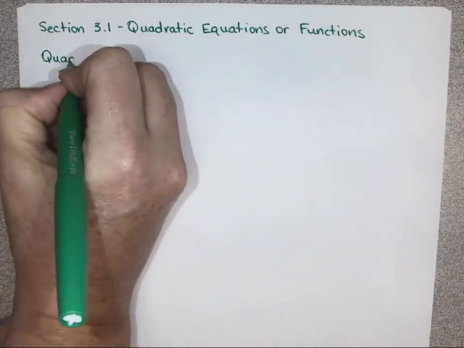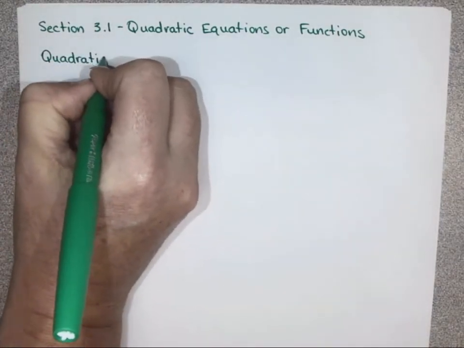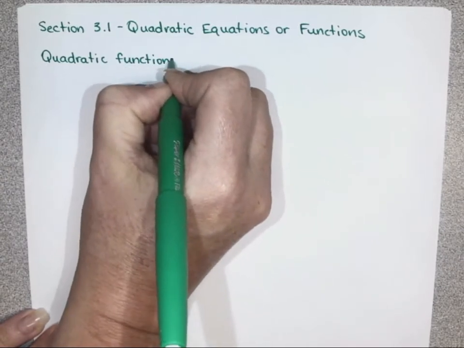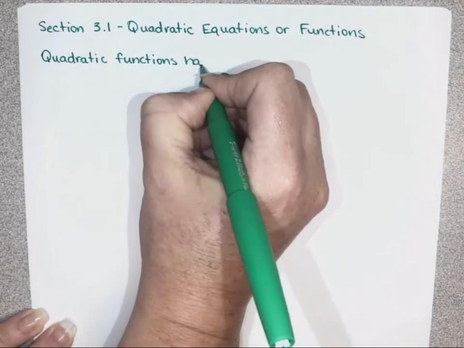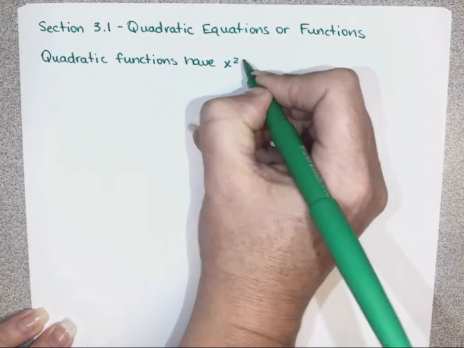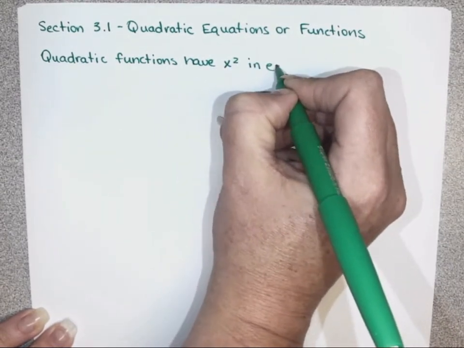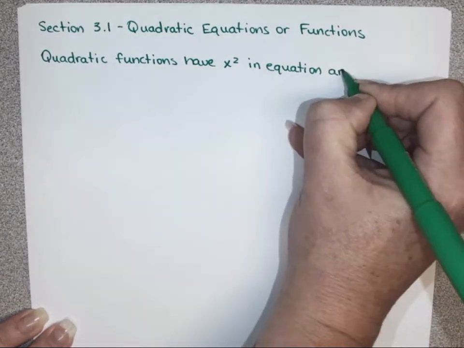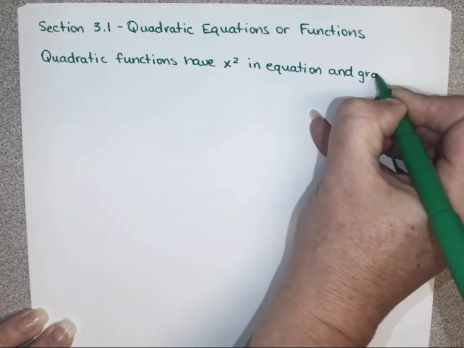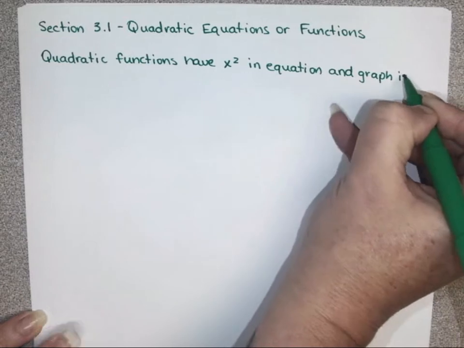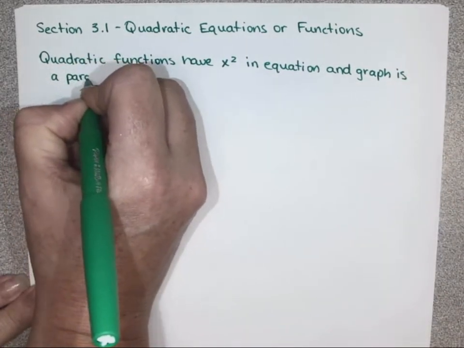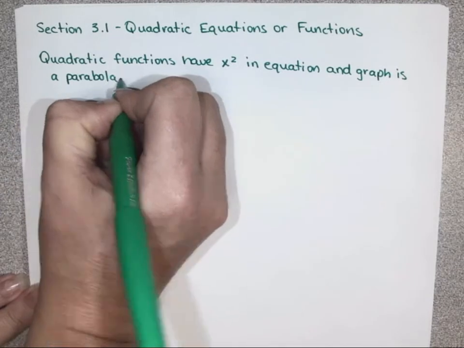So how you know that it's a quadratic function is it basically has x squared in the equation. So quadratic functions have x squared in the equation, and the graph is the shape of a parabola. So we kind of already looked at basic graphs when we talked about shifts and transformations and all of that. But we're going to talk much more specifically about just the pieces that make up a parabola today.